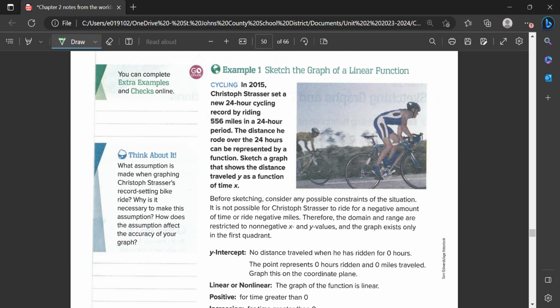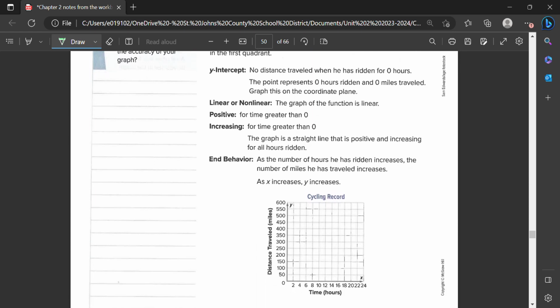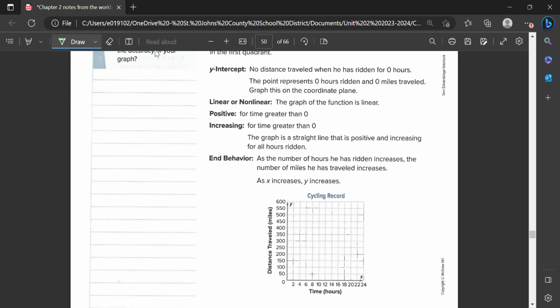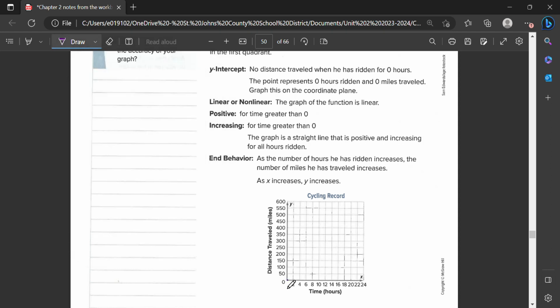So y-intercept: no distance traveled when he has ridden for 0 hours. So, let's change the color, make it a little darker. We'll go purple. So it's going to be right there at the origin, because he hadn't had any miles. He hasn't ridden any miles when he started. So that's why it's starting at the origin.